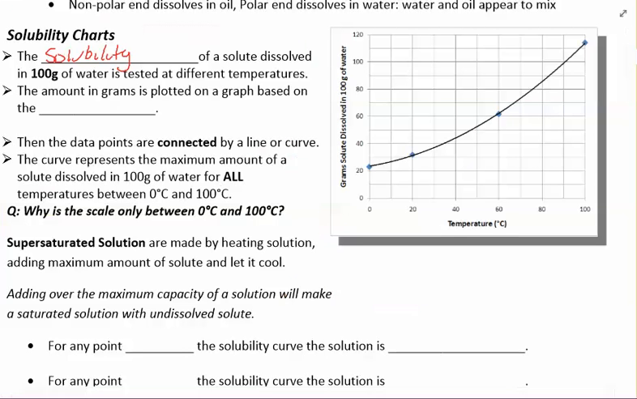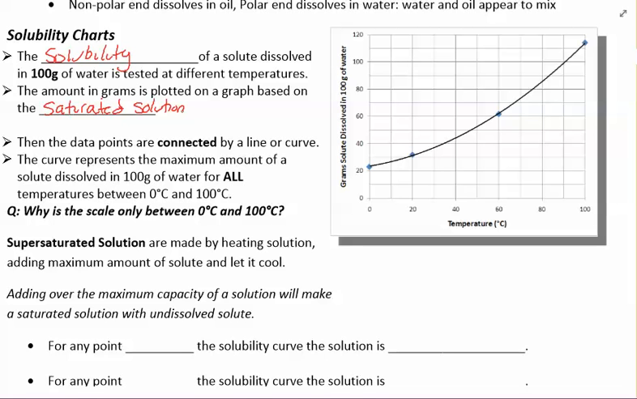The solubility of a solution dissolved in 100 grams of water is tested at many different temperatures. The amount of grams is plotted on a graph based on the saturated solution. So this used to be an experiment that we did, but it's not very exciting. What you do, you dissolve a certain amount of solute at a certain temperature to figure out how much water and how much solute is necessary to do this, and then you graph it.